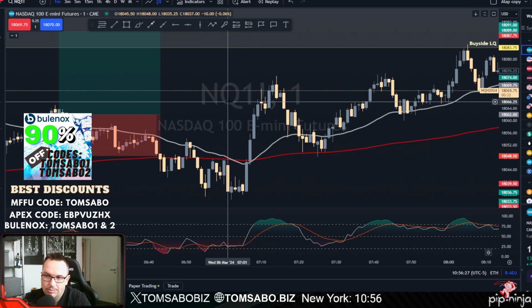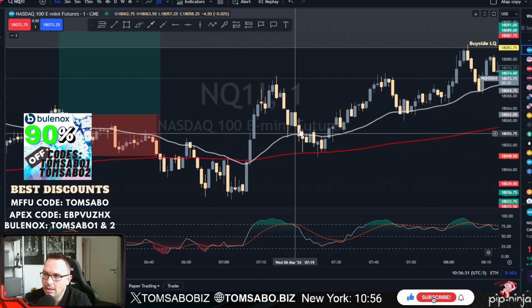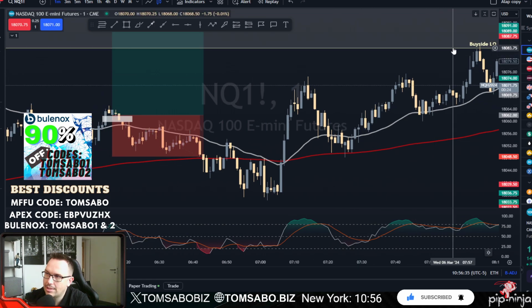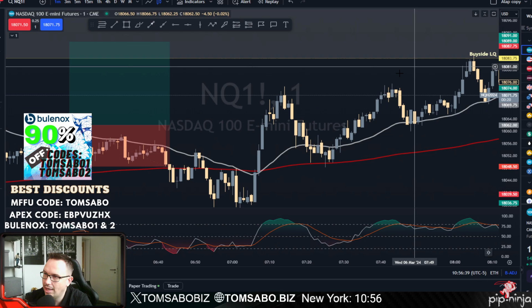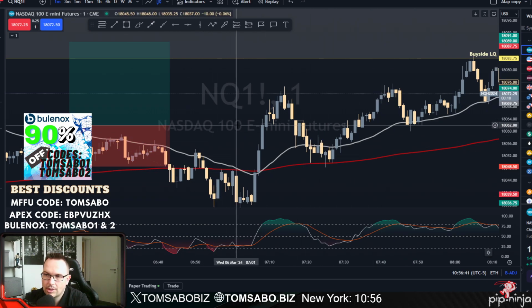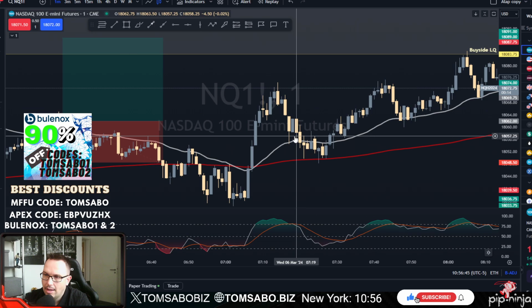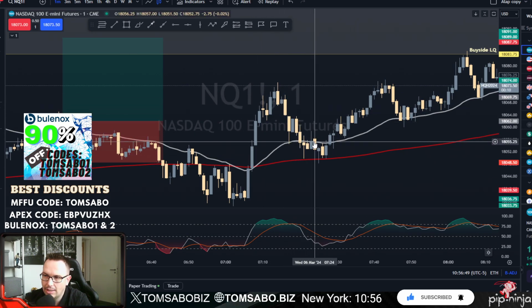What can I do? So I saw this move up, and then I started to scalp. I was still very sure that the buy side liquidity should be at 18,083. So the Bulenox account was already inactive due to the daily loss limit. And so when I saw this move, I said to myself, all right, F it.